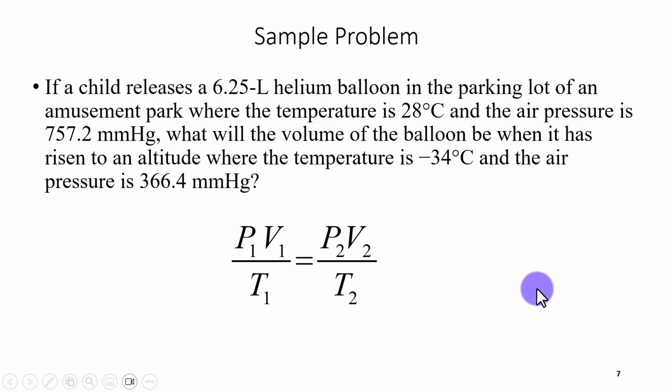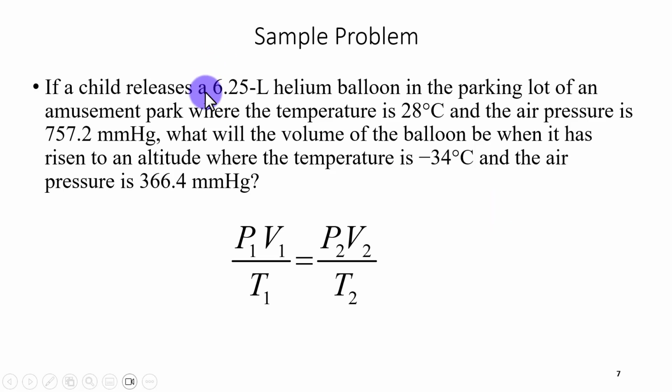Here is a sample problem. If a child releases a helium balloon that has a volume of 6.25 liters, where the temperature is 28 degrees C and the air pressure is 757.2 millimeters of mercury, what will the volume of the balloon be when it has risen to an altitude where the temperature is now minus 34 degrees Celsius and the pressure is 366.4 millimeters of mercury?